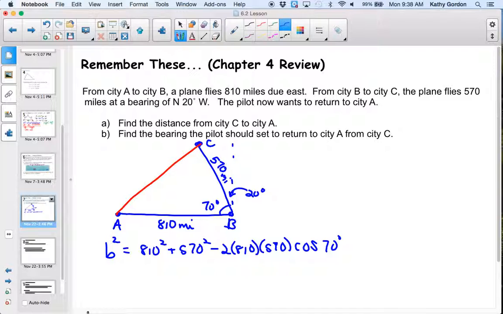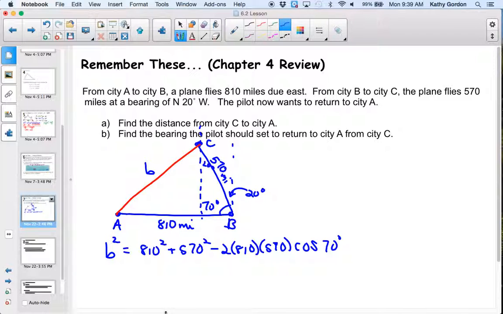Okay, and then once we find that distance, I'm assuming you can do the algebra, that's why I'm skipping over this part because there's one more thing I want to talk about quick. So once we find this distance for side B, that's how far it's going to take him to get from C to A. Now what's the bearing that he should set? That actually kind of goes back to this idea of if this is 20, then this has got to be 20.